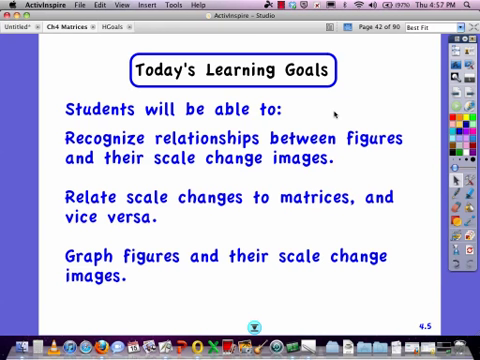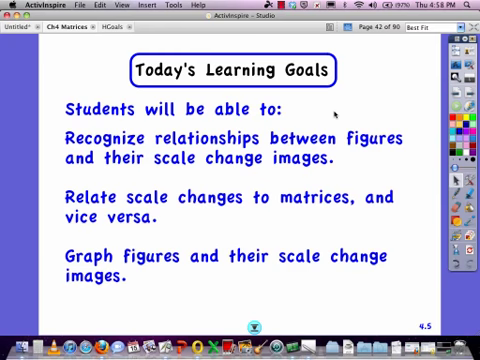Okay, Section 4.5, matrices for scale change. You've done scale changes in geometry. Now we're expecting you to look at them and see how you would perform a scale change using matrices. So recognize the different relationships of the figures. That would be the review part from geometry. Relate scale changes to matrices and matrices to scale changes. And then be able to graph figures and scale changes fairly quickly using some of our new notation shortcuts that we'll be showing you.